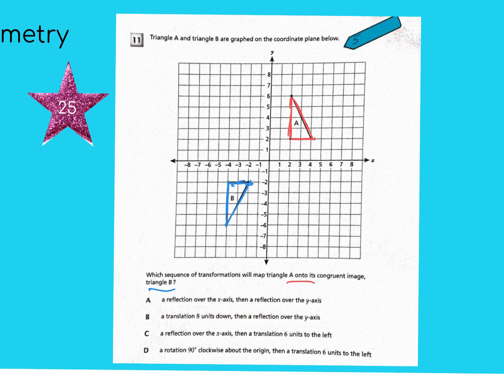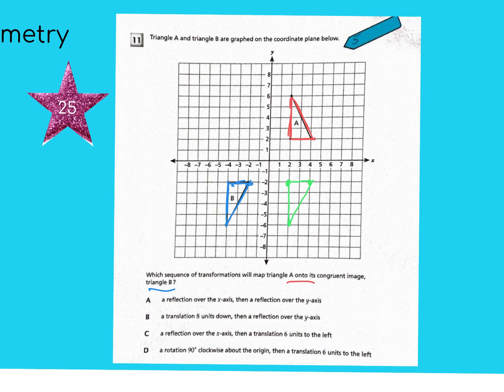So if we reflect over the x-axis, and I can erase these, if we reflect over the x-axis, we'd walk in 2 and then out 2. Should probably use green. We'd walk in 2 and then out 2, and we'd walk in 6 and then out 6. So our triangle would look something like this.